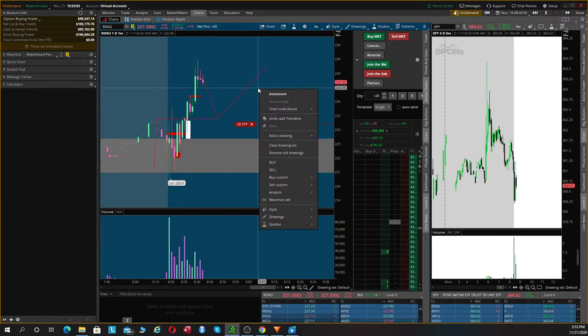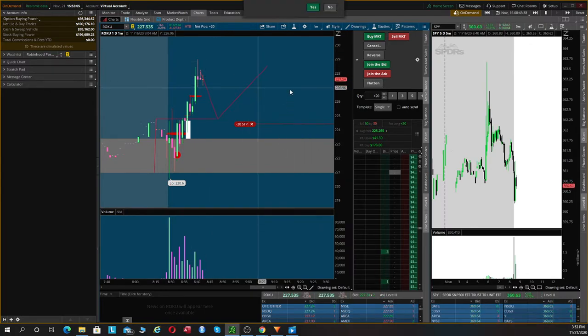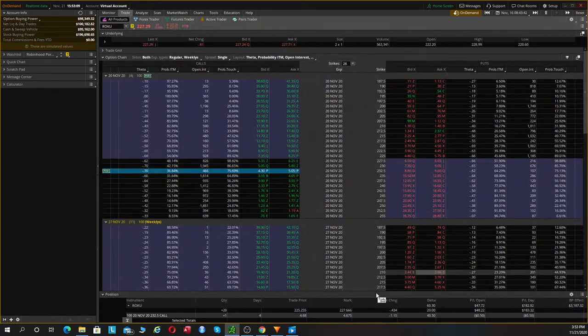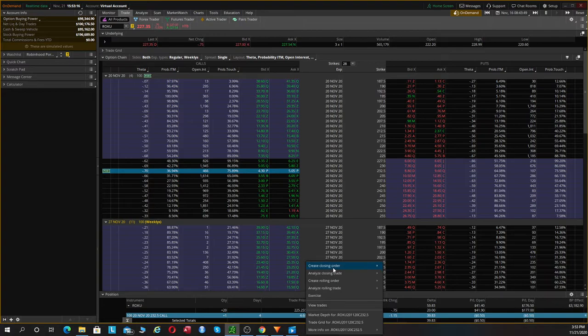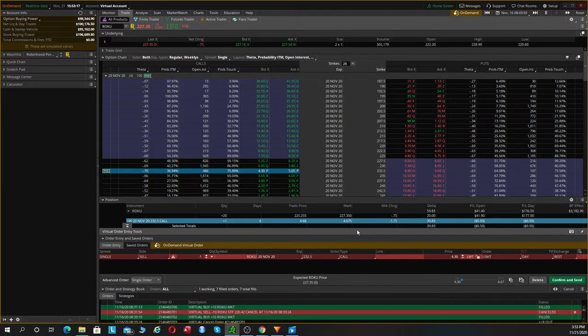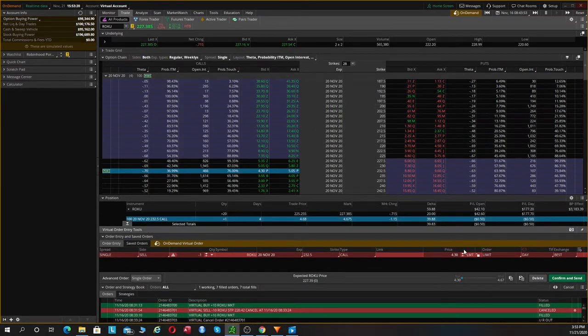So let's clear the drawing set, and let's do an option OCO bracket. One order cancels the other. So we just entered this contract for $468. So let's see what kind of profit we can take. I think Roku will probably stall out maybe at the 231 area. So we just pulled in, we just right-clicked, we put in our closing order.